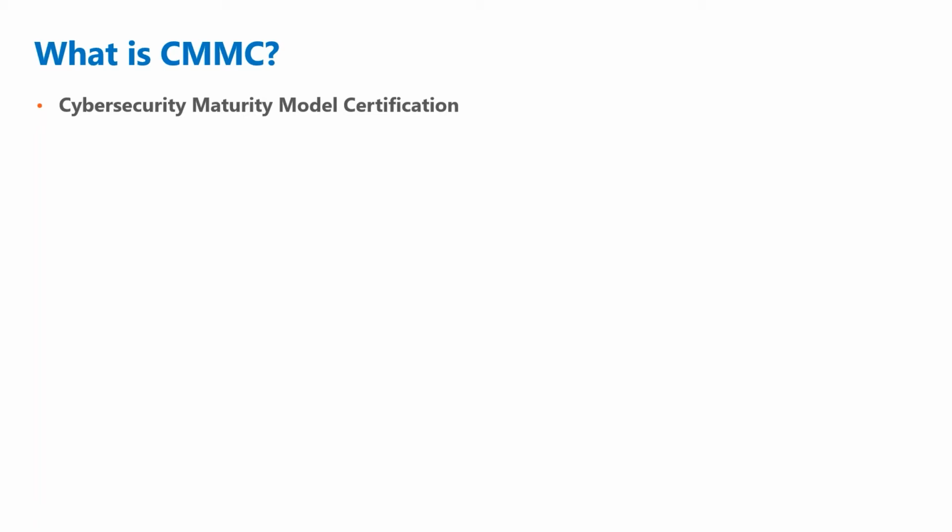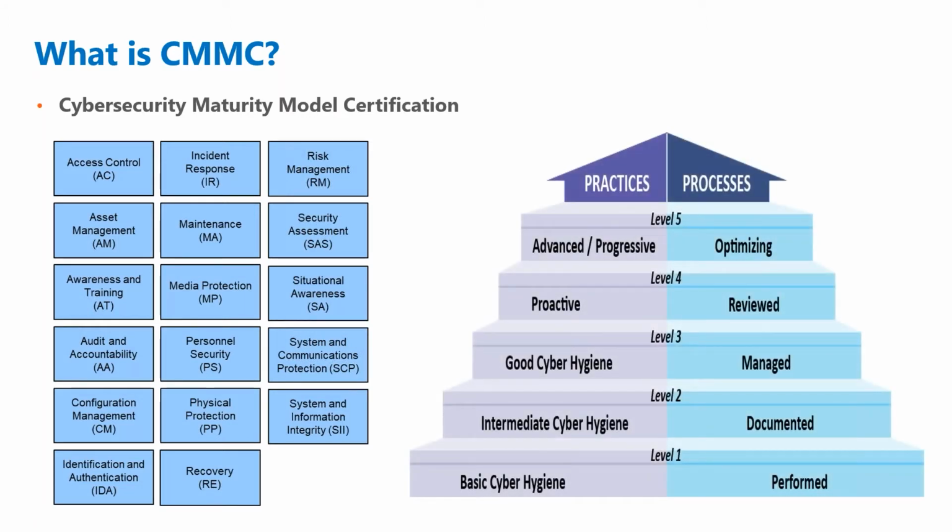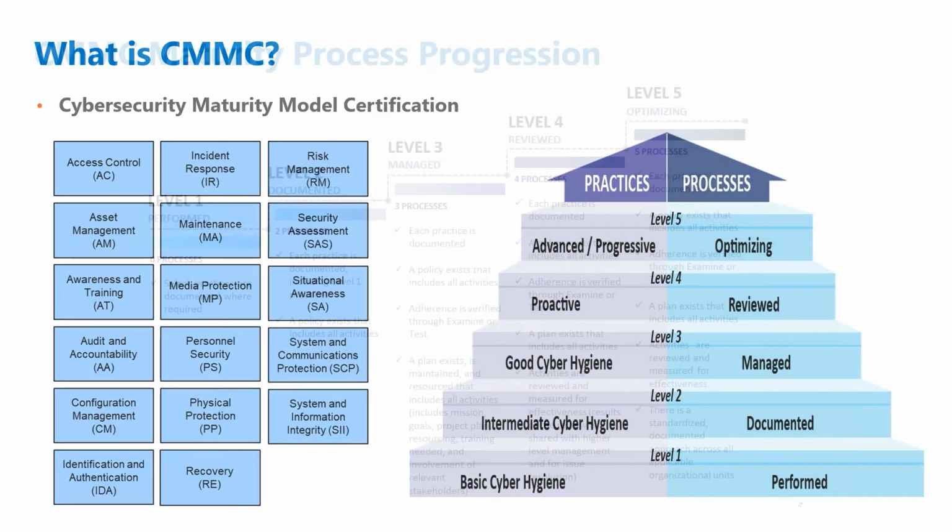So CMMC is a maturity model, and it's built on 17 capability domains that pretty much encompass every facet of modern infrastructure. These domains are then broken down into practices and processes in the maturity model. And because this is a maturity model, it's additive. So to meet level 3, you must also meet all of the controls in level 2 and in level 1, and so on and so on.